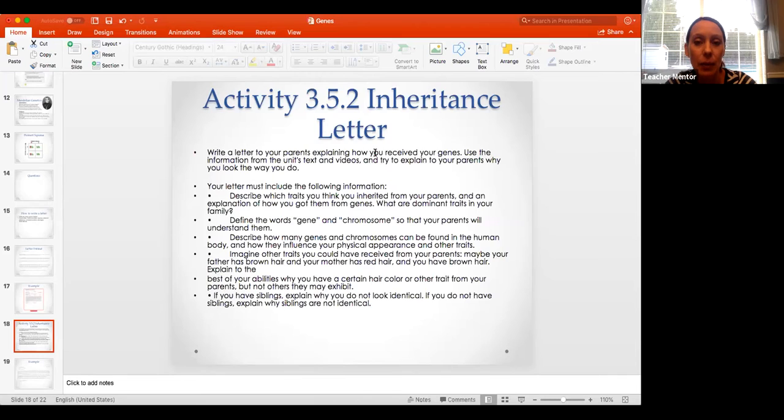Some people ask, do I have to write a letter? Can I just give you the information? Thinking about what our learning goal is, that's fine with me. So if you want to take out that letter piece and you'd rather just go down the bulleted list and write out your responses, that works for me too. Because what I'm looking at is the learning goal: do you have an understanding of genotype and phenotype?